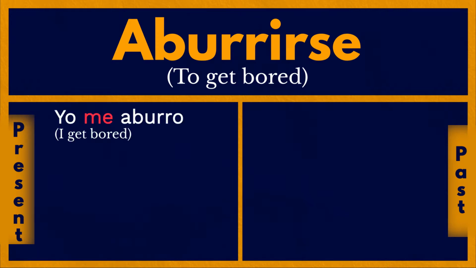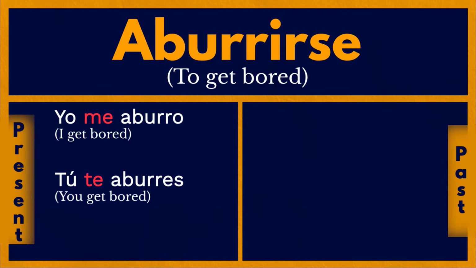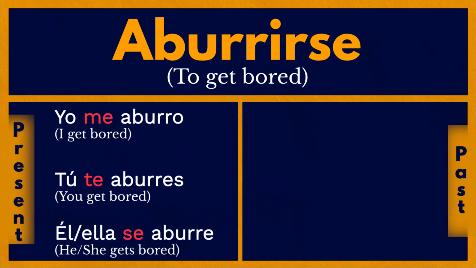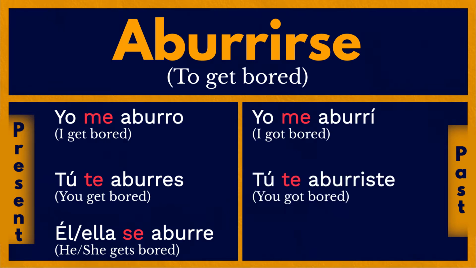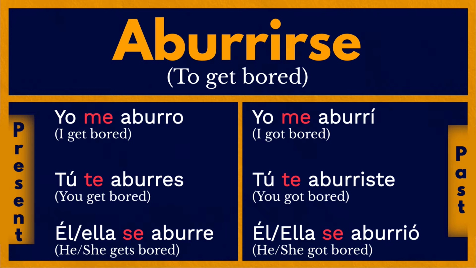In the present tense, it goes like this. Yo me aburro. Me, reflexive pronoun, aburro, conjugation of the verb. We got rid of se and we conjugated it. Tú te aburres. Él o ella se aburre. In the past tense, yo me aburrí, tú te aburriste, él, ella se aburrió. And this is the preterite tense.